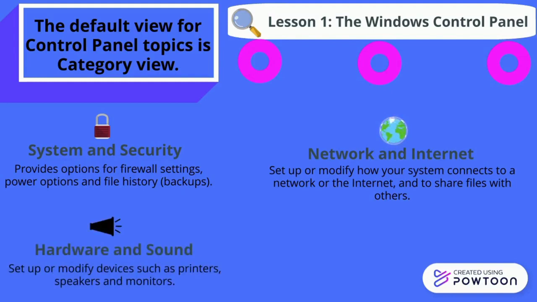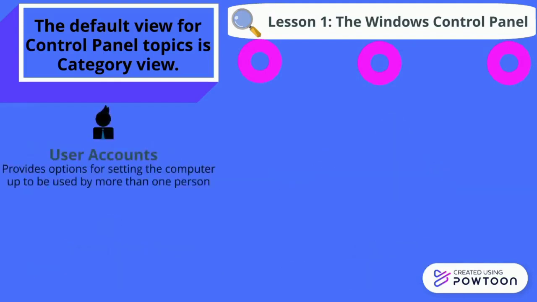Hardware and Sound. Set up or modify devices such as printers, speakers, and monitors. Programs. Provides access to system management tasks, such as installing and uninstalling programs. User accounts. Provides options for setting the computer up to be used by more than one person.